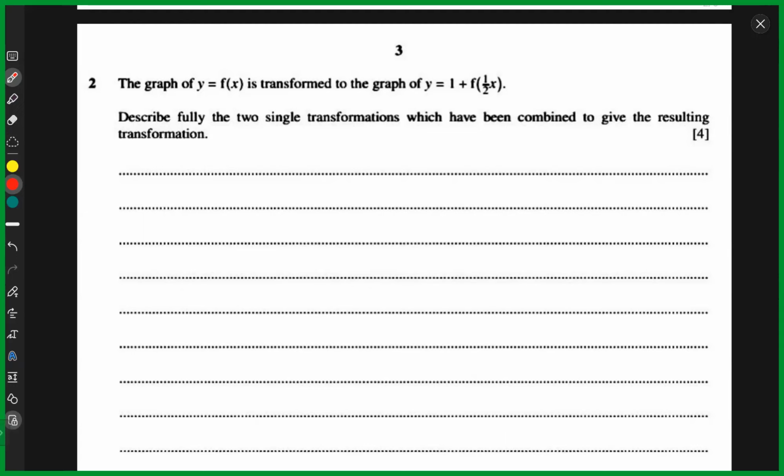The graph of y equals f of x is transformed to the graph of y equals 1 plus f of 1 by 2x. Describe fully the two single transformations which have been combined to give the resulting transformation.